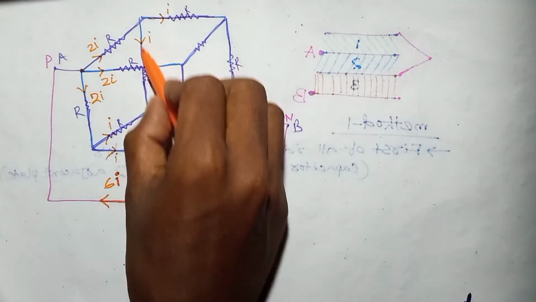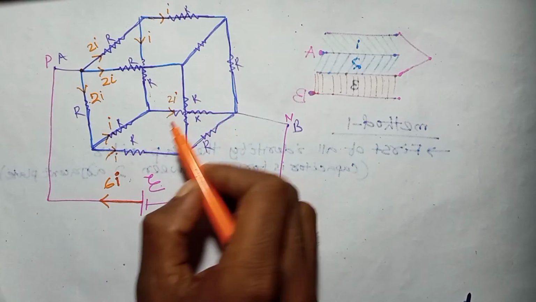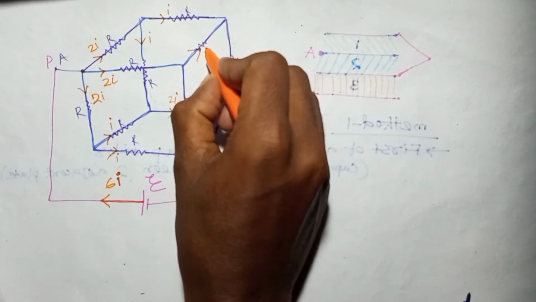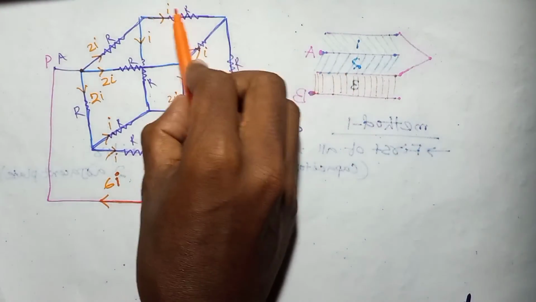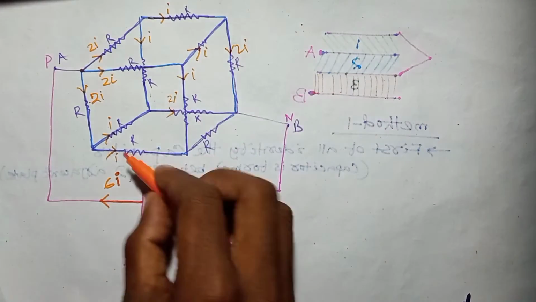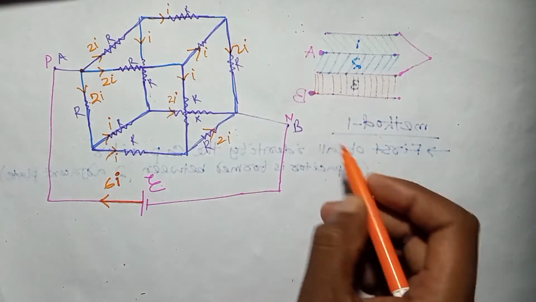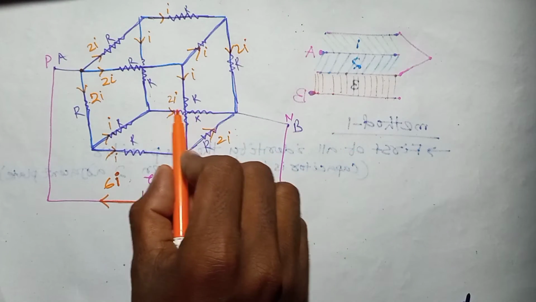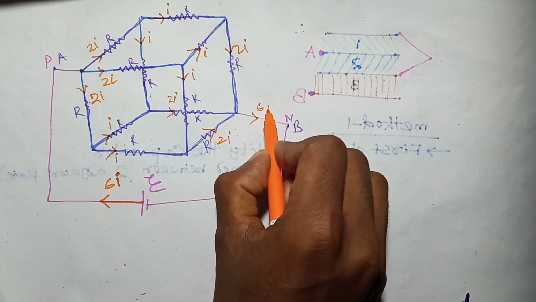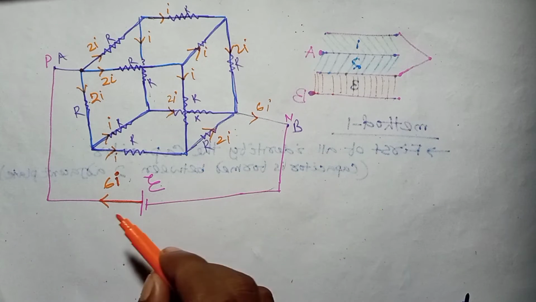Again this I and this I will get added to give 2I in this branch. Similarly this 2I will get divided in these 2 branches as I and I. This I and this I will make 2I in this branch. Similarly this I and this I will make 2I in this branch. Again this I and this I will make 6I in this branch, and it will come out.